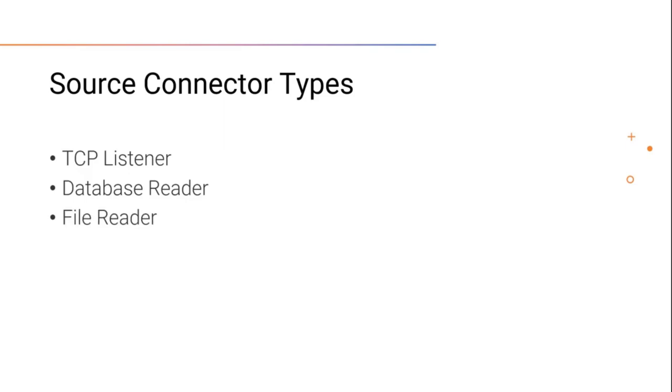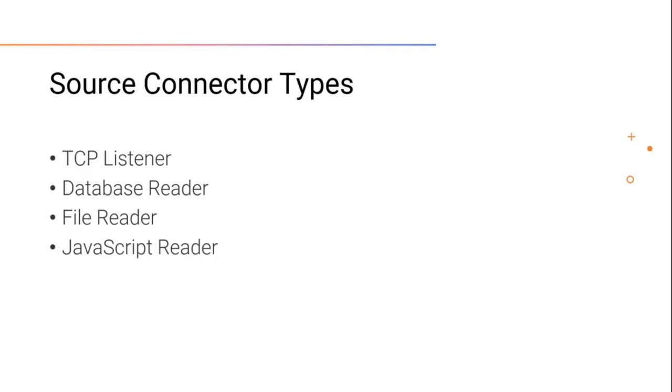Another commonly used one is a file reader. So this could be a connection to an internal file system, FTP server, or an AWS S3 bucket. Another one is a JavaScript Reader. So we can create custom JavaScript code to retrieve messages and send it through our channel.